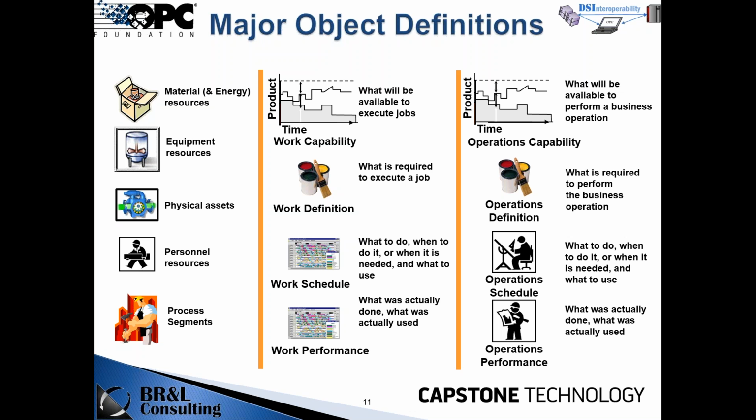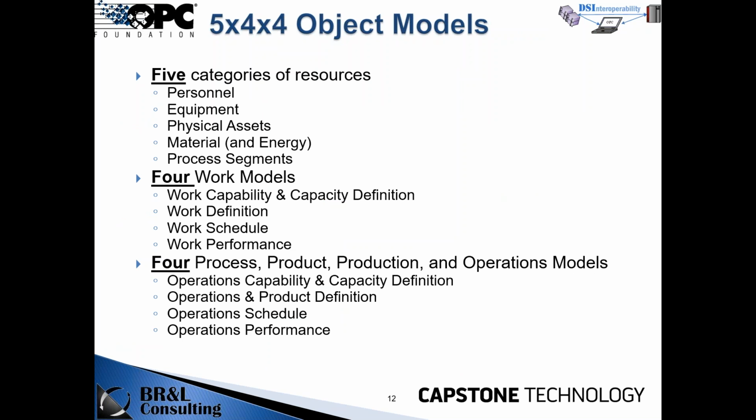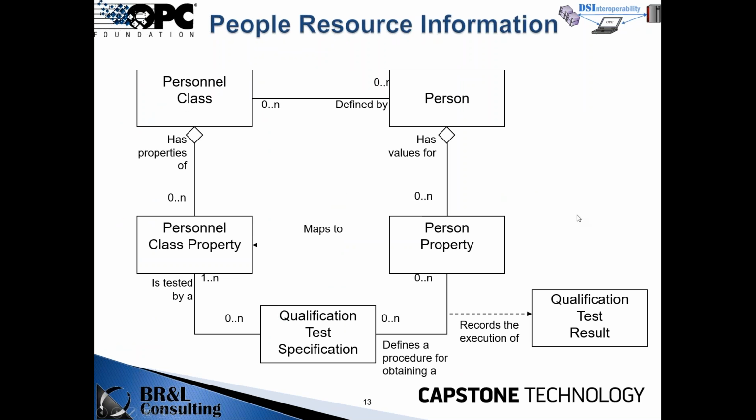So again, here's another list of the different object models that exist in ISA95. It's a rather rich set of lists of objects. Now, as we've looked at the OPC UA implementation of that, we really focused in on just a few of those object models, and we're going to talk some about those. One of those is the personnel information. So, for example, we have a person. A person is defined by 0 or more classes. Even though we use the term class inside an ISA95, it's really more of a role or a type.